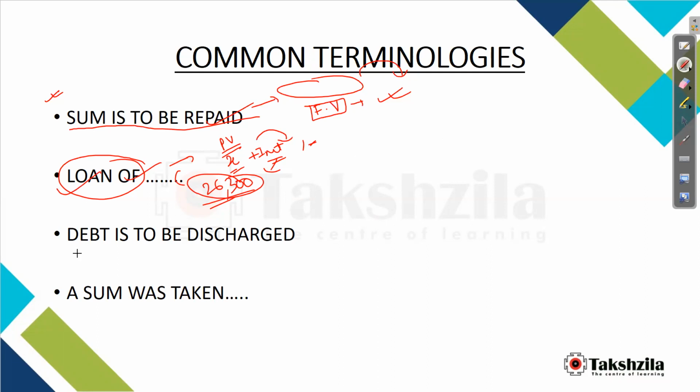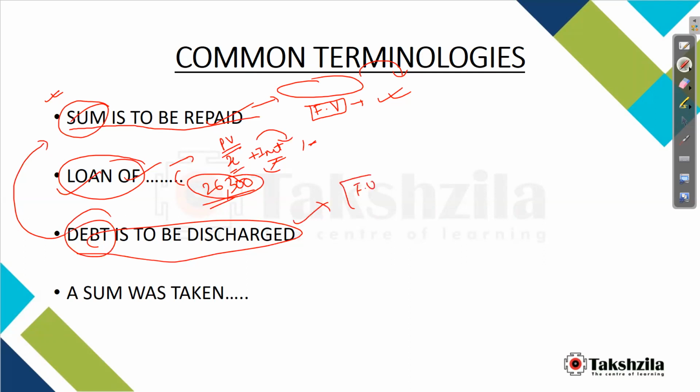Now, a debt is to be discharged. It is quite similar to a sum is to be repaid. A debt is to be discharged means this much they have to discharge, so this is an FV, future value. The figure given over here, the amount, like 26,000, will be directly equated to the installment process, which will be taken into account.